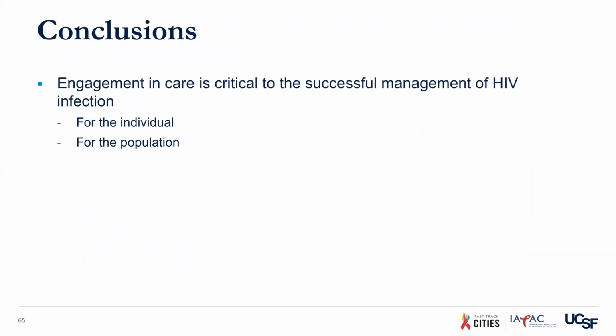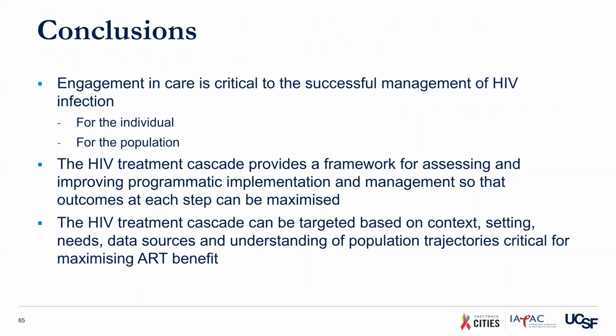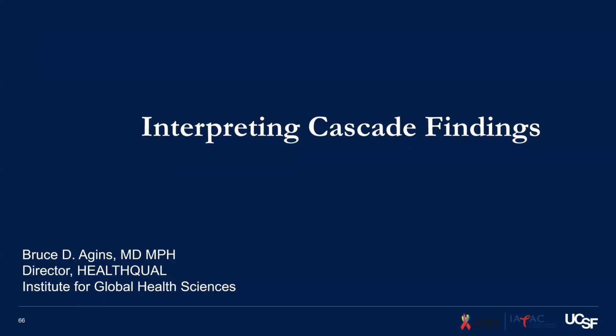So in conclusion, engagement in care is critical to the successful management of HIV infection, for the individual and also for the population. The HIV treatment cascade provides a framework for assessing and improving programmatic implementation and management so that outcomes at each step can be maximized. The HIV treatment cascade can be targeted based on the context, the setting, the needs and data sources, as well as understanding of population trajectories critical for maximizing ART benefit. Thank you.